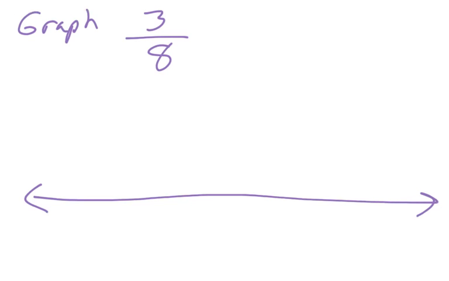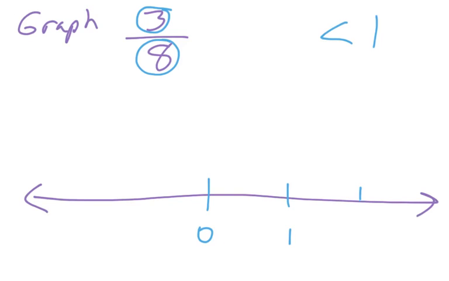Okay? Well, the first thing I want you to discuss is 3/8. If you look at that fraction, notice the numerator is smaller than the denominator. That's really important. You know why? Because that means that this fraction is less than 1. It means it's smaller than 1. And since it's positive, when I graph this, it's going to be between 0 and 1.